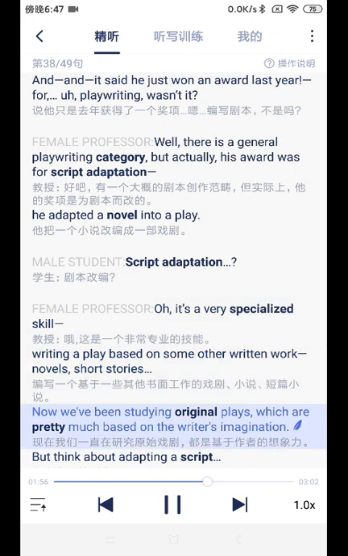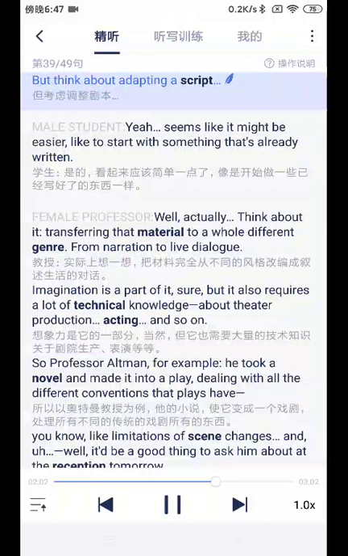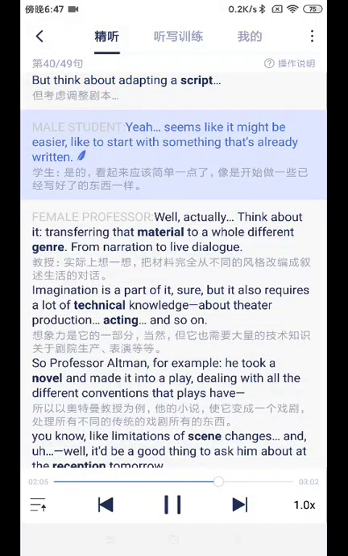Now, we've been studying original plays, which are pretty much based on the writer's imagination. But think about adapting a script. Yeah. Seems like it might be easier, like to start with something that's already written.